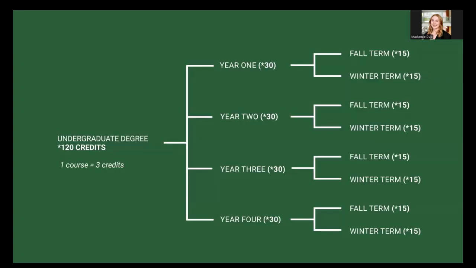This is just a high-level overview of the total amount of credits you will complete in 4 years with us. Again, an undergraduate degree consists of 120 credits, and this is broken down by years 1 to 4, where you are going to complete 30 credits each year. This is broken down even further by each semester, and 15 credits are completed each semester within the 4 years.